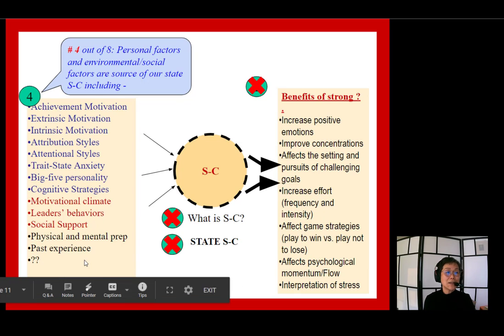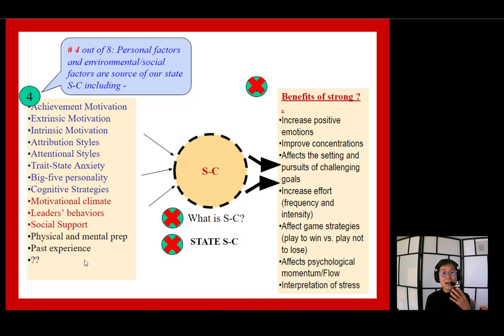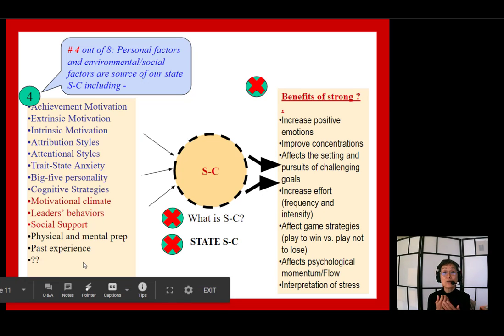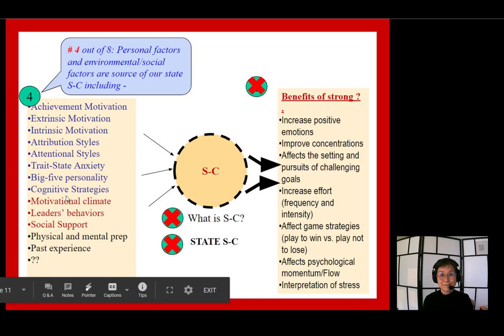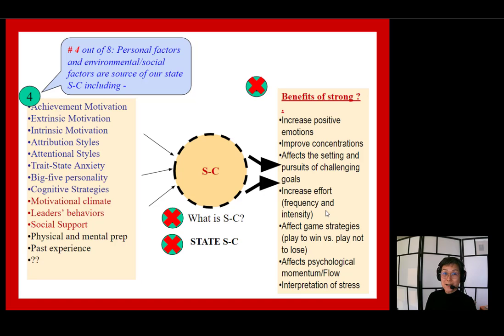Motivational climates, leaders' behaviors, and leaders' reinforcement skills, like how a coach interacts with the players, how a teacher interacts with students, how therapists interact with their patients, fluctuate followers' and performers' self-confidence level. That's number 4. So we finished number 1, 2, 3, 4.